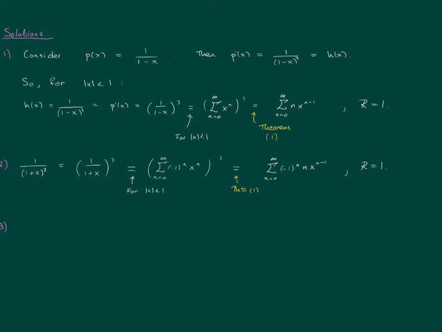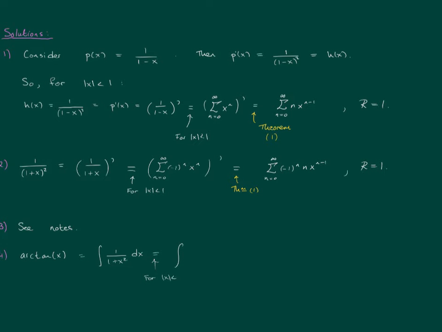Okay, the third example is worked out in your notes, so see notes for that. Example 4, arctan x is equal to, well, it's an antiderivative of 1 over 1 plus x squared, which is equal to the integral.